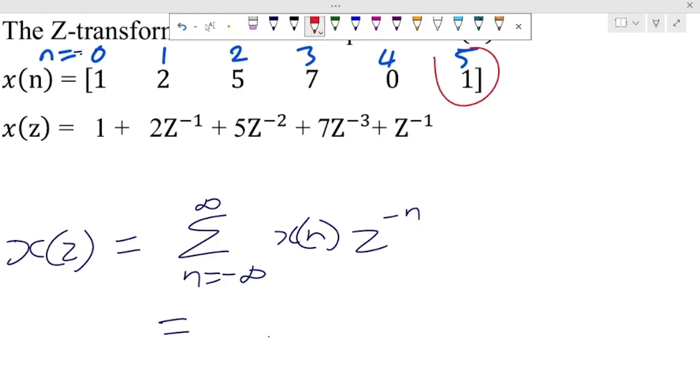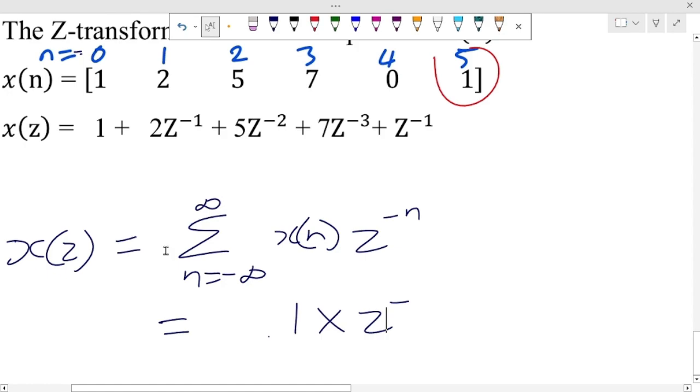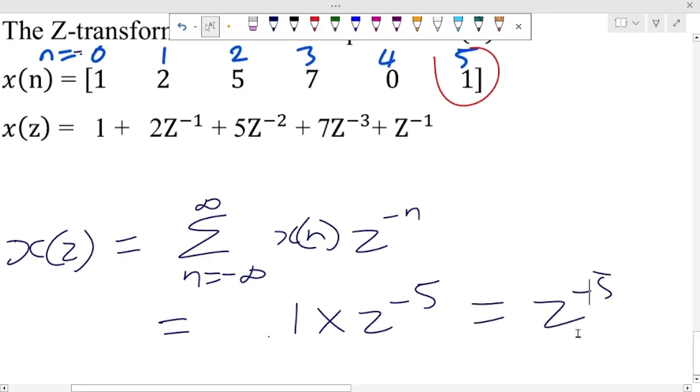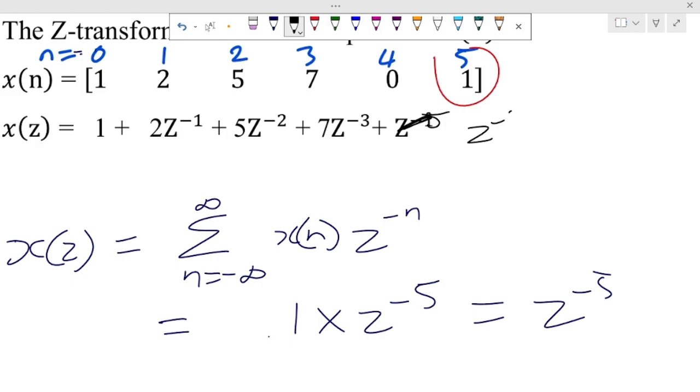Which is this one now. So x of n will be what? 1. X of n will be 1. So here will be 1 times z raised to the power what? N is what? 5. So here will be what? 5. So what do we have is what? 0 raised to the power minus 5. So here should be 0 raised to the power minus what? 5. Put it there, minus 5. That should be 0 raised to the power minus 5.